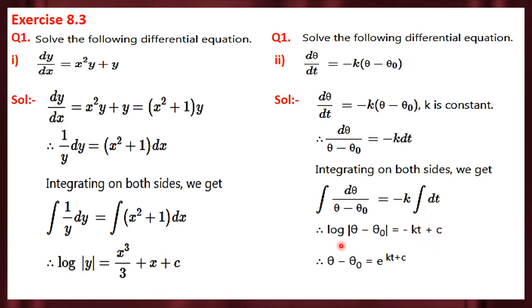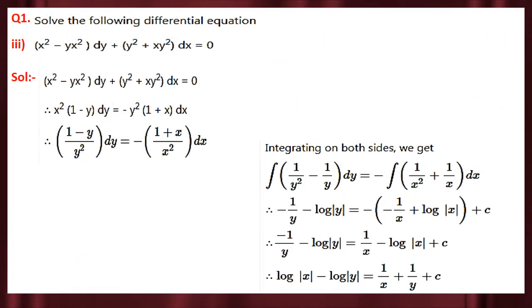So, if you take the exponents on both sides, that is e raised to log of theta minus theta 0 is equal to e raised to minus kt plus c. Then on the left hand side, the exponential and logarithmic functions come together and both get cancelled, and theta minus theta 0 is the LHS part, which is equal to e raised to minus kt plus c, is the solution of the given differential equation.